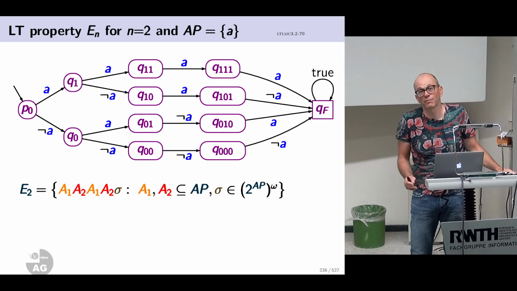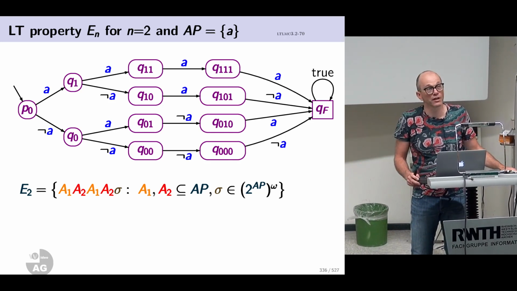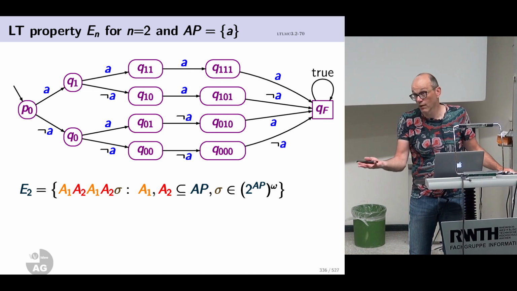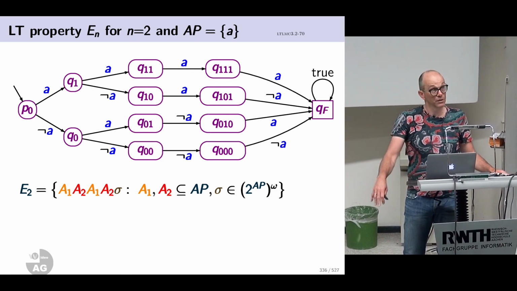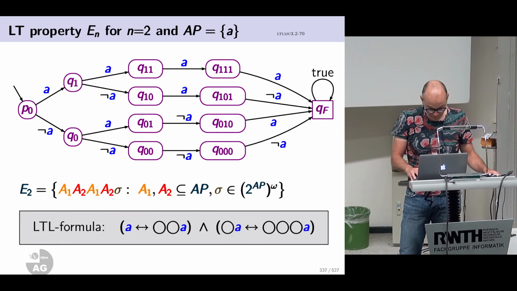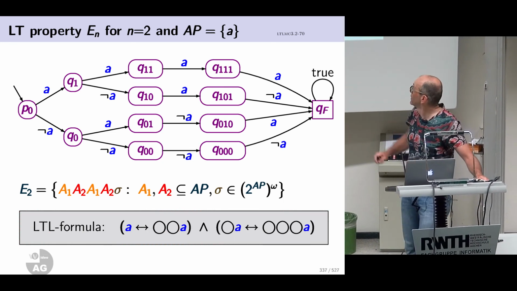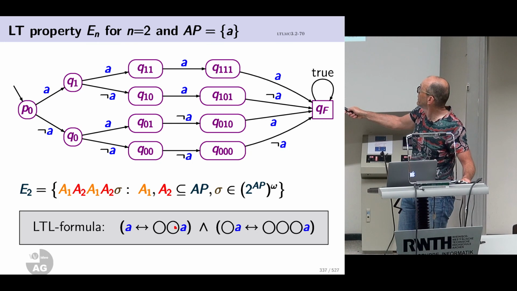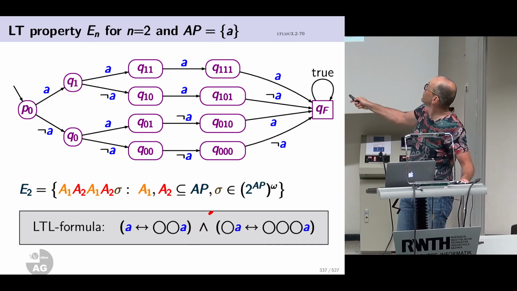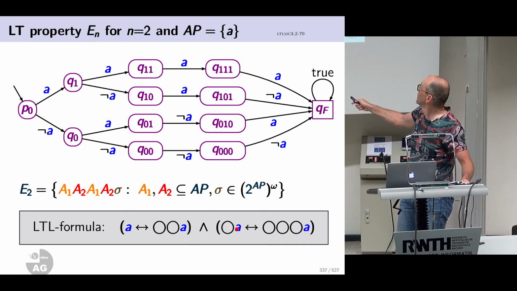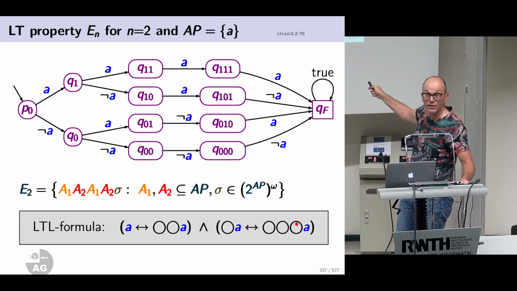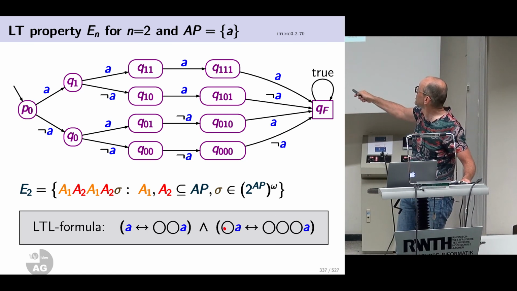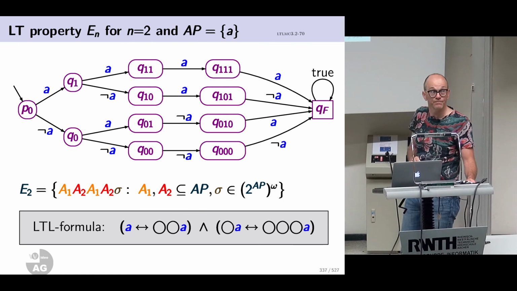Now there are exponentially many possibilities, so your automaton will be exponentially large. The formula was polynomial, but the automaton is exponential. This is the LTL formula: A if and only if next A, so 2 positions later A, and if in the next position, n equals 2, then 3 positions later, I mean 2 positions later after this position, which means now 3 times next A holds.